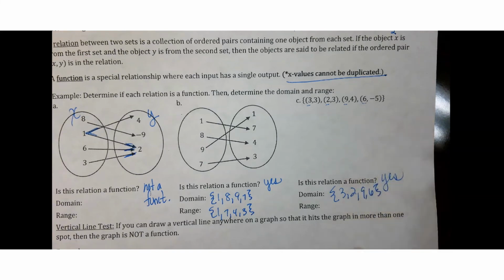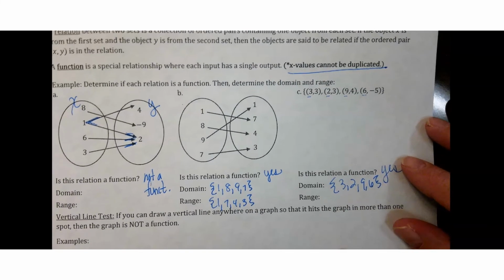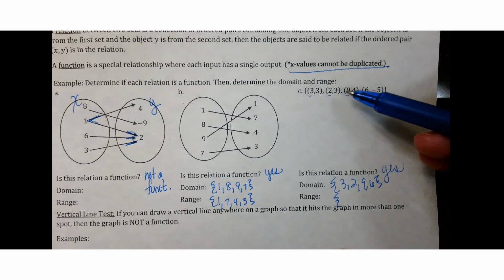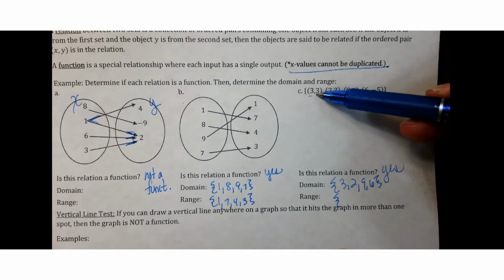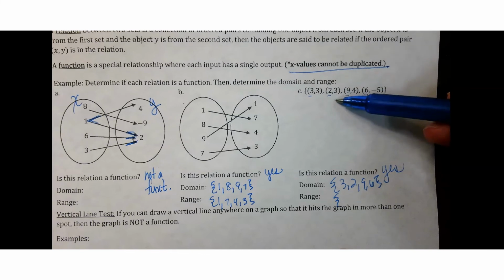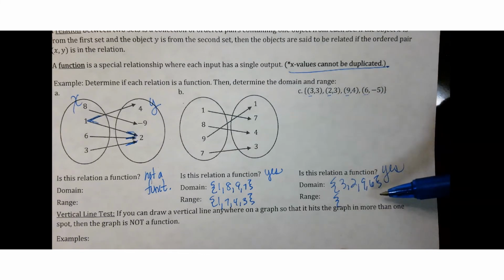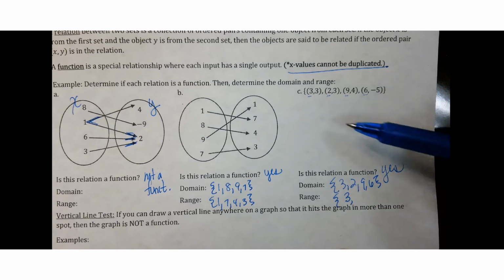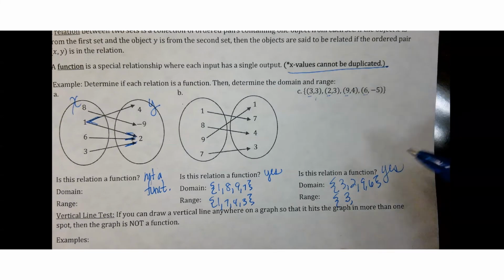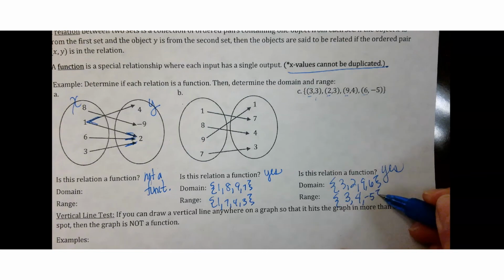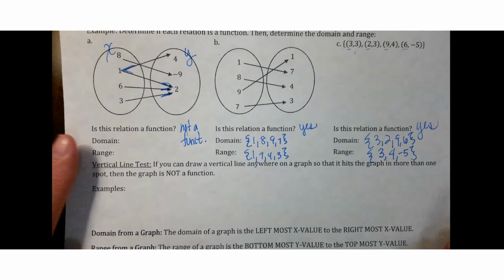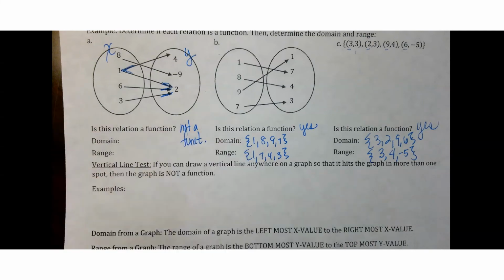Make sure to use your little braces. And the range is the set of all y's, and this is what I was talking about. If it shows up more than once, so like here you have a 3 and a 3, you don't have to write 3 and 3 down here. You just write it one time, just one time. So I have 3, 4, and -5. Okay, so that's when we're given a set or a relationship diagram.